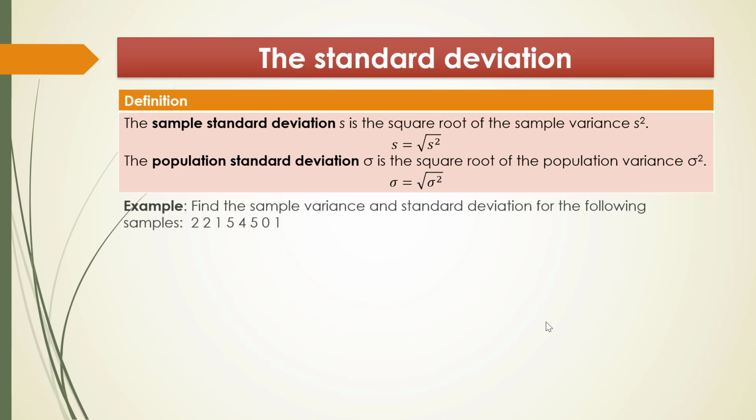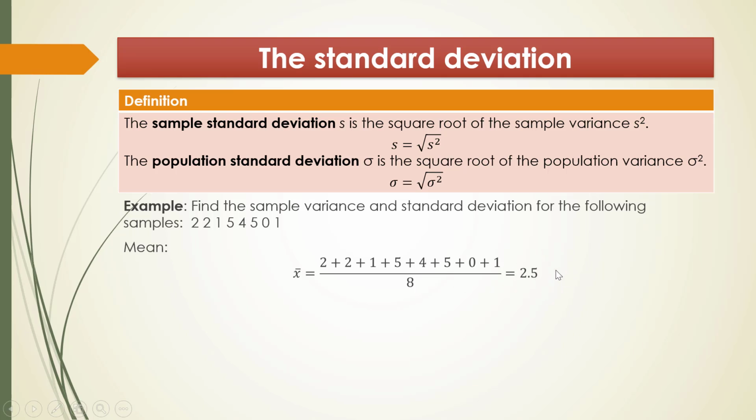Example, find the sample variance and the standard deviation for the following sample. Here, the question gives you a set of 8 numbers. To find the standard deviation, we have to find the sample variance. But to find the sample variance, we need to find the sample mean first. So the first step is to find the sample mean. We add all these numbers together, divide by 8, and we got 2.5 for the mean.